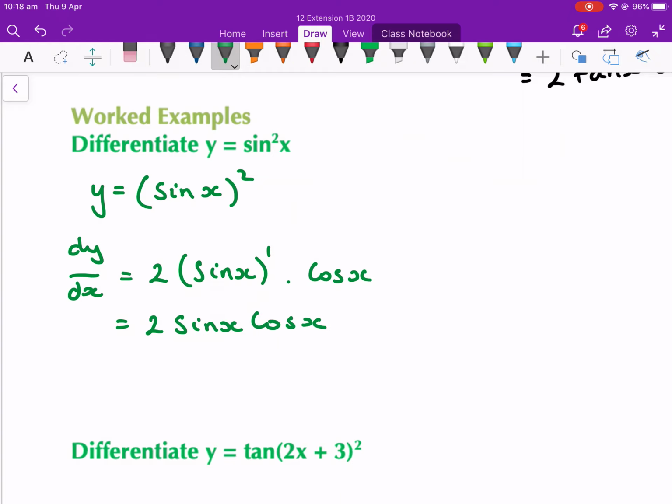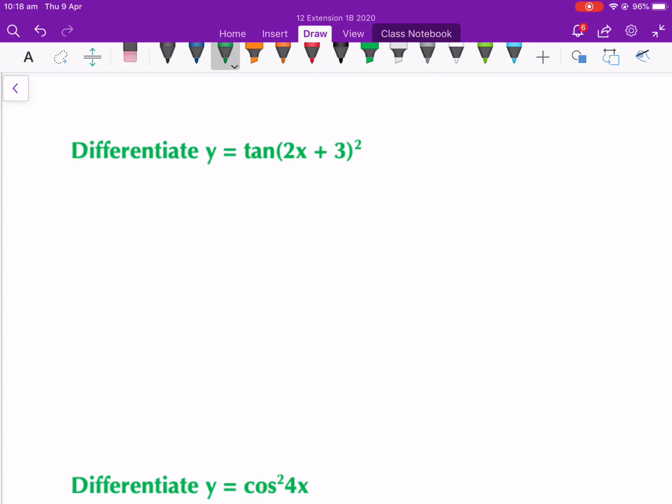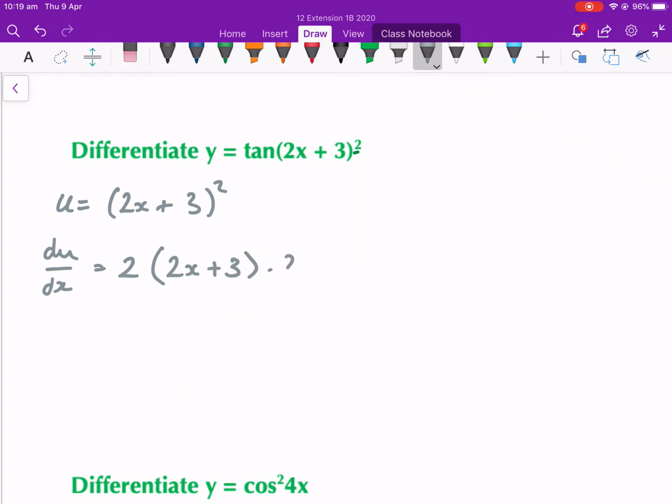So, now this one here is actually a trick question. You'll notice that the squared sign is actually outside the bracket there. So what we do here is, this is using one of the methods we've looked at earlier, we'll actually use the chain rule here, and we'll let u equal 2x plus 3 to the power of 2. Now when we differentiate this, du on dx equals 2 lots of 2x plus 3 times by the differential of the bracket, which is 2, which is 4 lots of 2x plus 3.